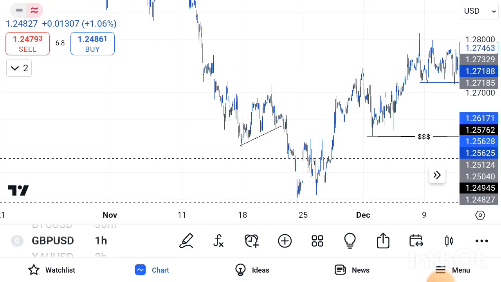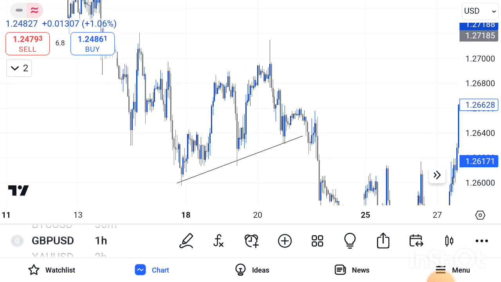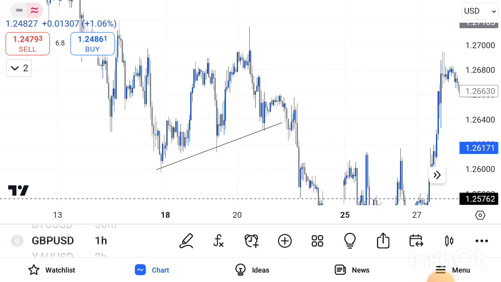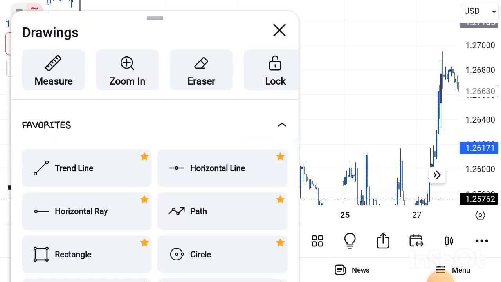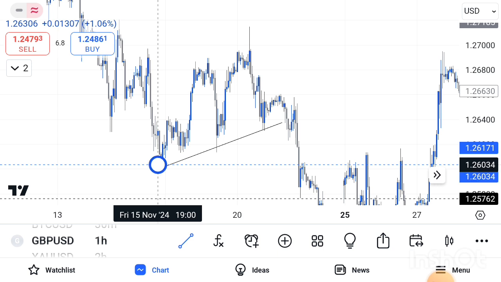This example is one that did not work, so I'm going to obviously be real with you guys. It's not every time it is going to work, right? It will not work every time. Now this example is kind of, I'll say, funny, because in a way there are two different trend lines here that people can mark out.